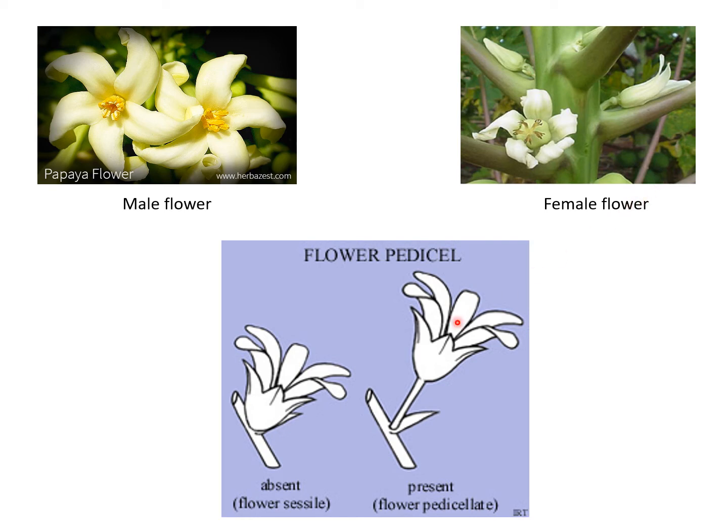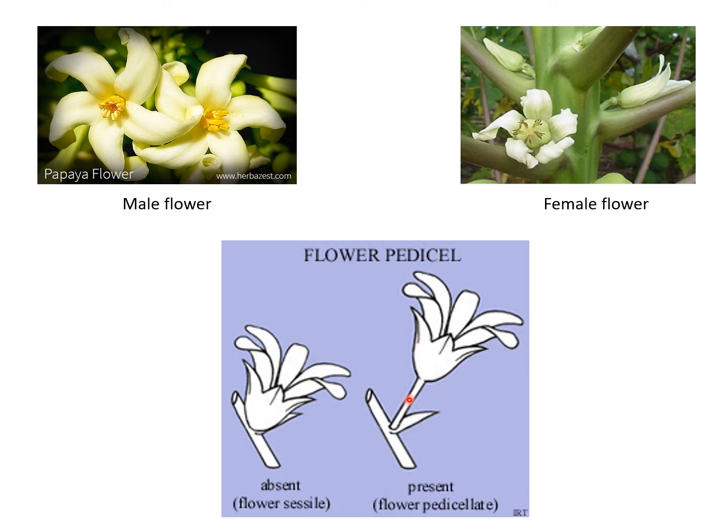Now, types of flower according to the presence of pedicel. The stalk to support the flower is called pedicel. This is the pedicel. When pedicel is present, that is called pedicellate flower. So here pedicel is present in this flower. This is pedicel and therefore it is pedicellate flower.